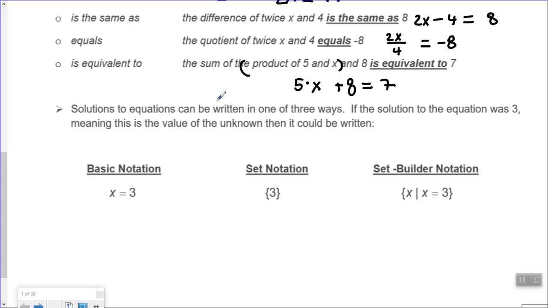Solutions to equations can be written in one of three ways. If the solution to the equation was 3, meaning this is the value of the unknown, it could be written as x equals 3. In set notation, you have the curly bracket and you write 3 inside. This is set builder notation: curly bracket, x such that x is equal to 3. This is just a formal way to write your answer on the SOL. They might give your answer in this way. You just have to know this is the same thing as x equals 3.